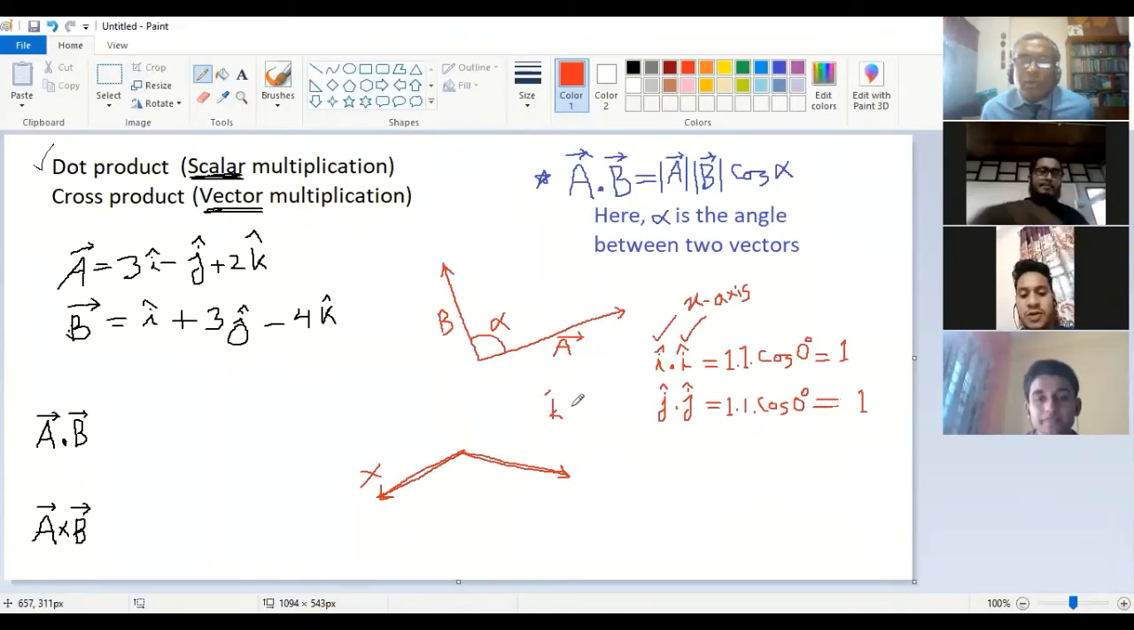Sir, it will always be cos theta. Yes, this is the formula I have written at the top. It is always cos theta. It is written here. This is the formula for dot product. So now k dot k will also be 1.